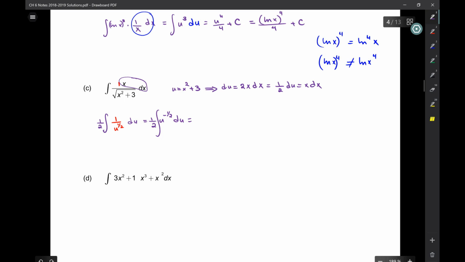And now it's just chapter 5. So 1/2 u to the what? Half times what? Times 2 plus c. So, yep, it cancels. So that's just the square root of x squared plus 3 plus c. And then the next question will be, do you have to write it in the root, or can you just leave it as x squared plus 3 to the half? And what would the answer be? Doesn't matter. Doesn't matter. Awesome.